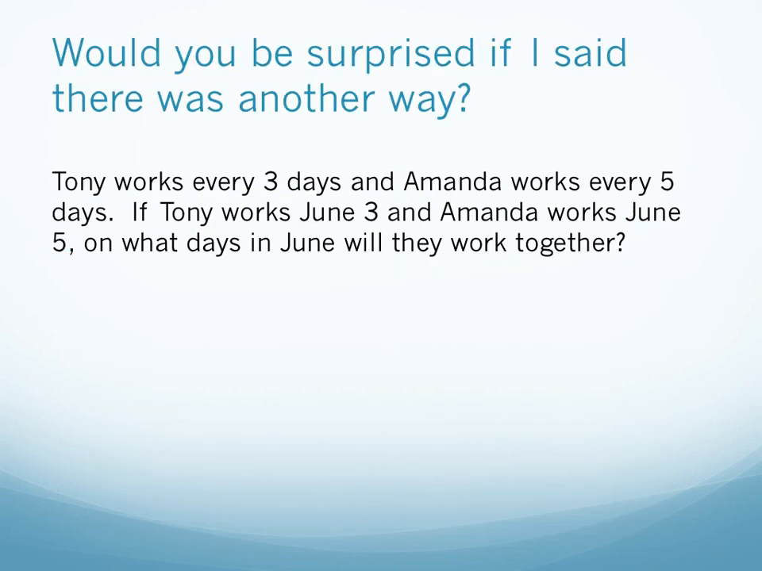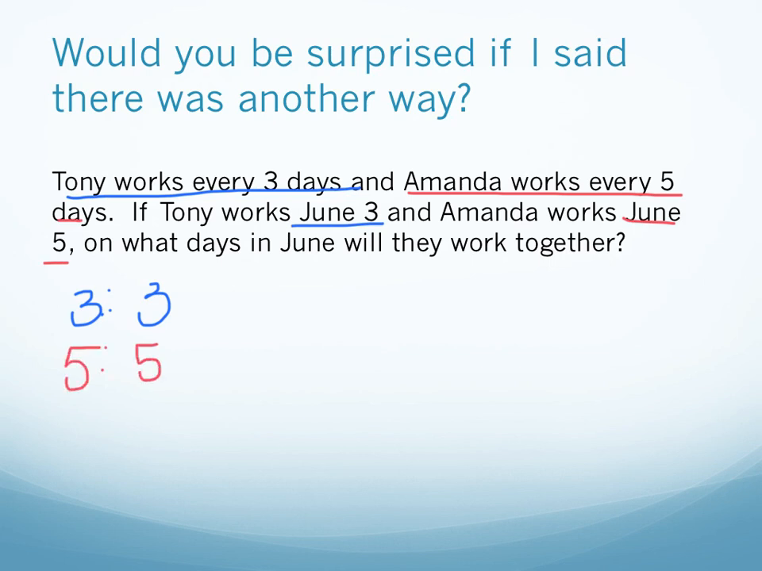But of course, you're not going to be surprised to hear me say there's another way to do it. How would you solve this problem without the picture of the calendar? Since Tony is working every 3 days starting on June 3rd, you can list multiples of 3, starting with 3 for June 3rd. And since Amanda is working every 5 days starting on June 5th, you can list multiples of 5, starting with 5, and then look for the common multiples.